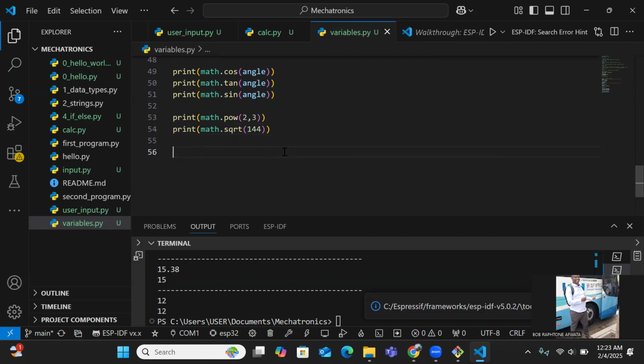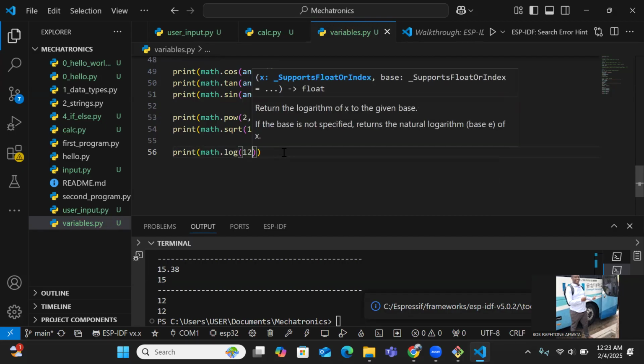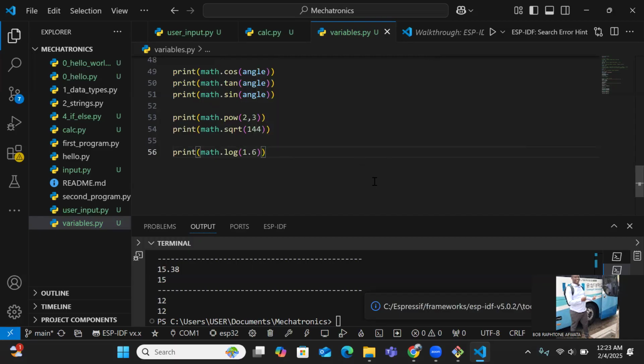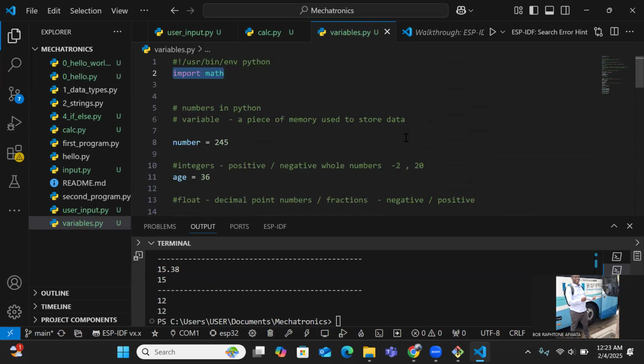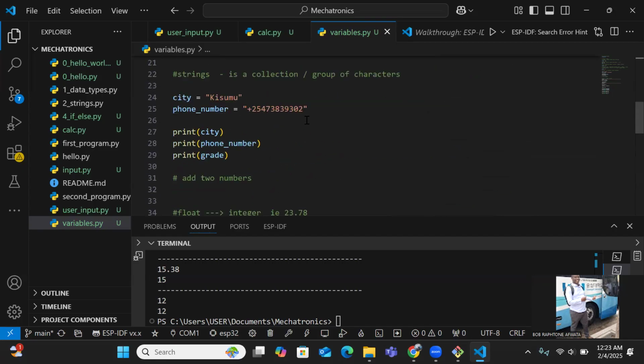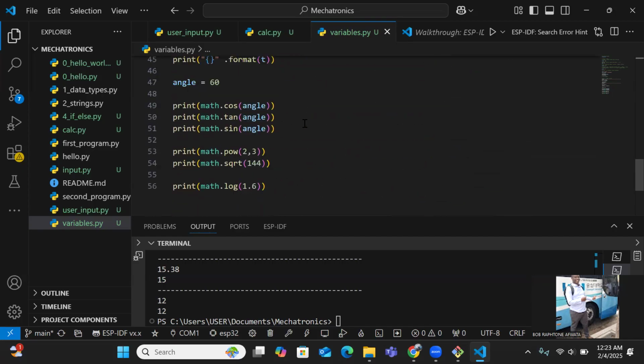You can also print the natural logarithm, math.log. There is log to base 10, log to base 2, but we start with the natural logarithm of 1.6, something like that. So you just say import math up here. You must include this thing called import math. We will learn what it is. And then you say math.cos, math.tan, math.sin, all that.